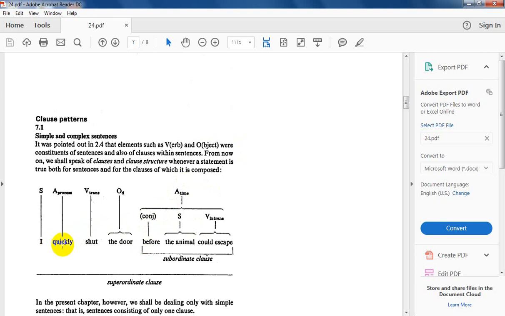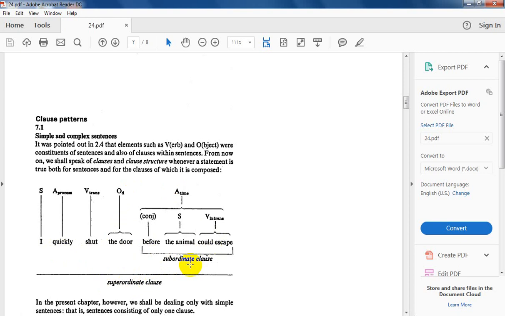Look, I quickly shut the door. When I say this sentence, I have a complete sentence with a complete thought, which can stand by itself with its subject. So it is a simple sentence. But when I say before the animal could escape, it seems to be dependent on another sentence. So it is called a subordinate clause. So all in all, it is a complex sentence, or superordinate sentence, consisting of a simple sentence and a subordinate clause.